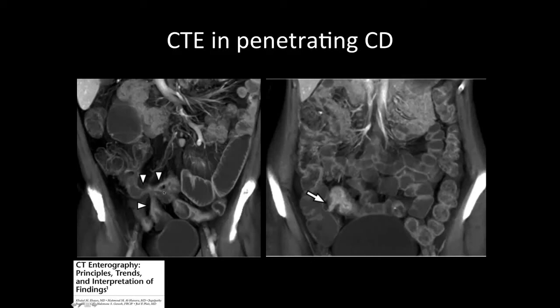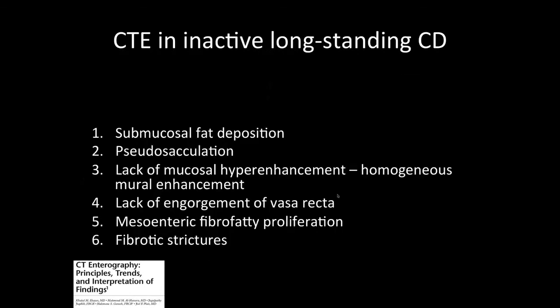Okay, so here you can see a fistulous tract, and it has an enhancing wall. Here there is a fistulous tract between a small bowel loop and the cecum with an enhancing wall, and there is a mucosal hyperenhancement. This indicates an active disease with a fistulous tract.